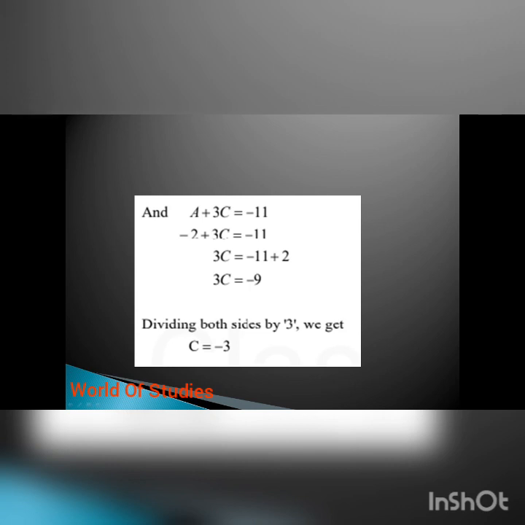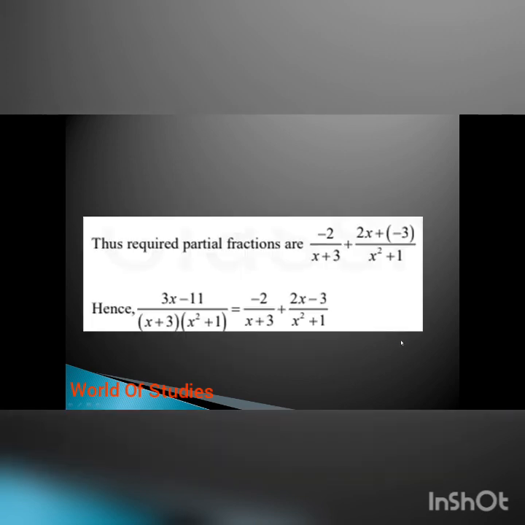Now we have found the values of a, b and c. Now putting these values in the partial fractions, a is equal to minus 2 over x plus 3, b is equal to 2 and c is equal to minus 3, so (2x minus 3) over (x square plus 1). So it can be written as minus 2 over x plus 3 plus (2x minus 3) over (x square plus 1).